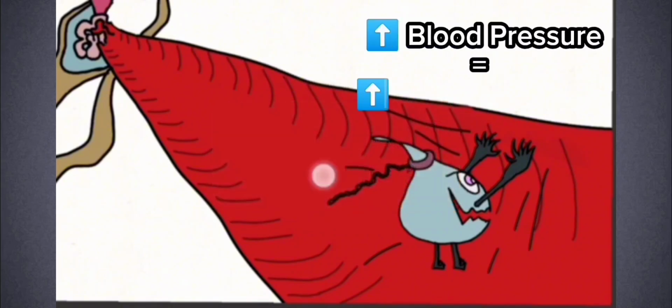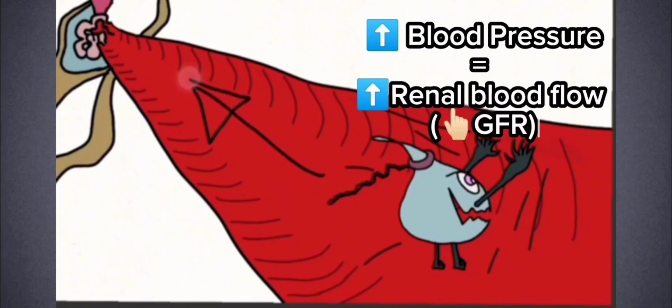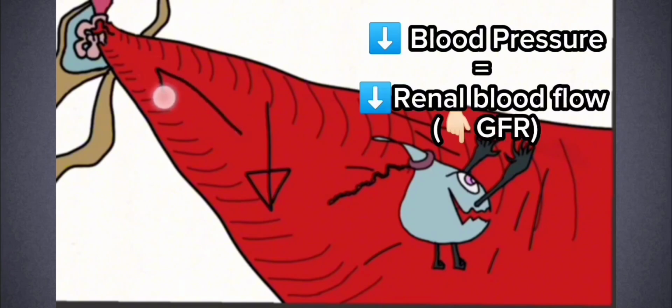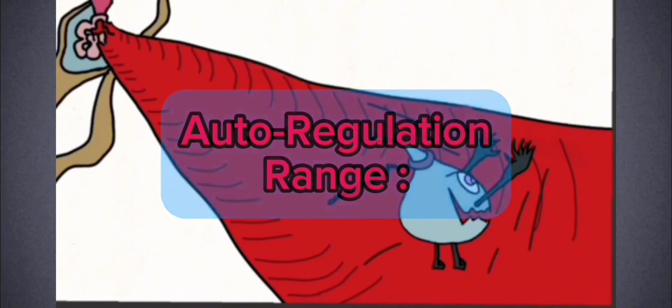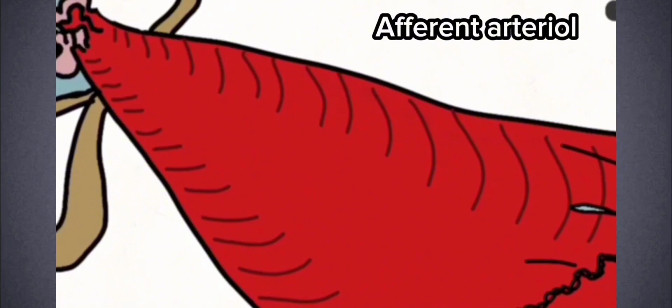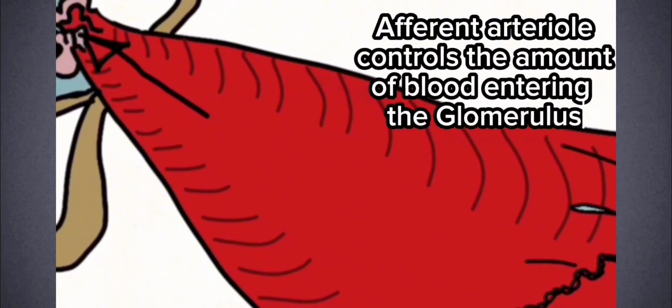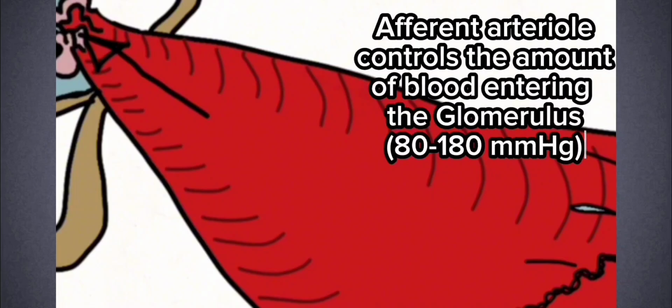First, we have the mean arterial pressure. When blood pressure rises, it naturally increases the renal blood flow to the nephron. And if blood pressure drops, less blood reaches the nephron. But here is the key. The afferent arteriole can regulate this flow, thanks to something called the autoregulation range. Within a pressure range of 80 to 180 mm mercury, the afferent arteriole adjusts itself to maintain a stable GFR.